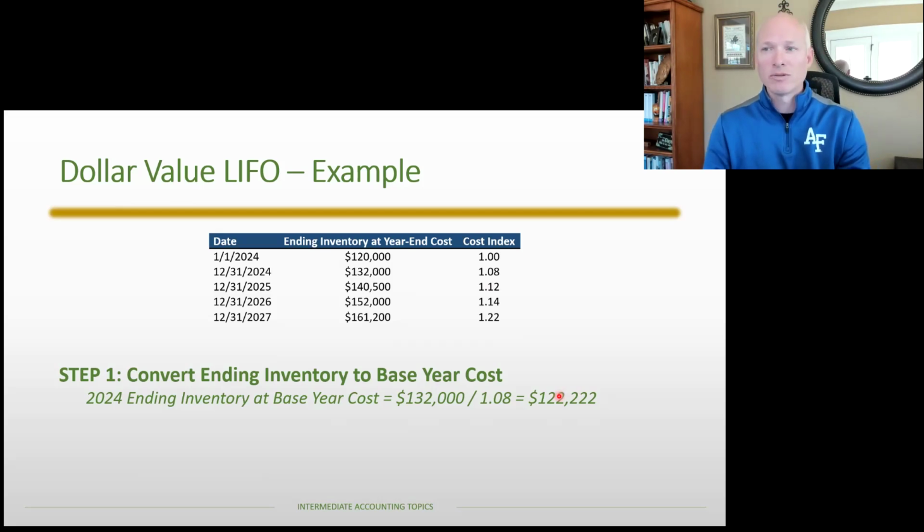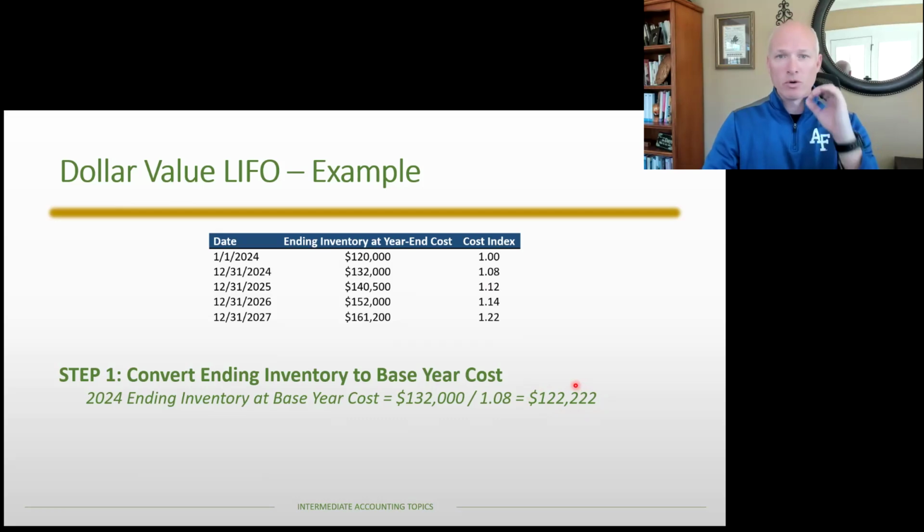Can you re-say what the 122,000 is? Like, what is that number? This is the 2024 ending inventory at base year cost. Thank you. Yep. All right.